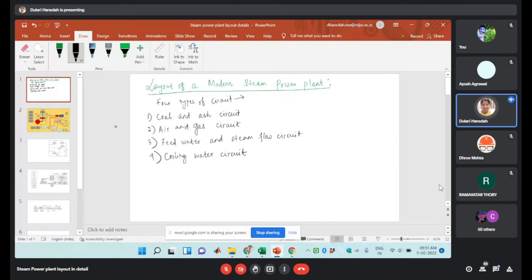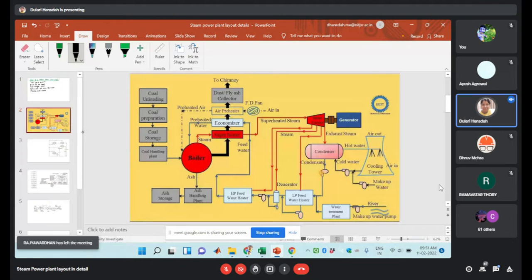Okay, so in a modern power plant, we will have four different circuits, which means there are four major parts we are going to discuss here. The first one is the coal and ash circuit. Then we have the air and gas circuit, the water and steam flow circuit, and the cooling water circuit. Here, if we are observing, this is the coal and ash circuit.